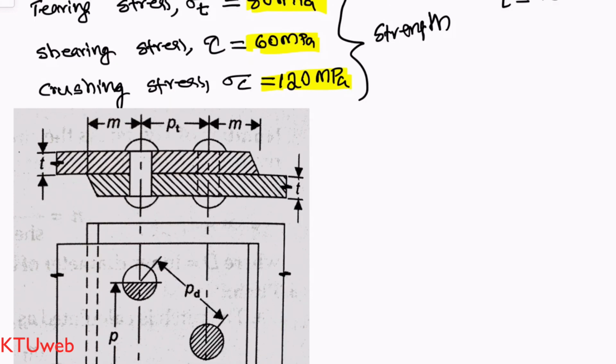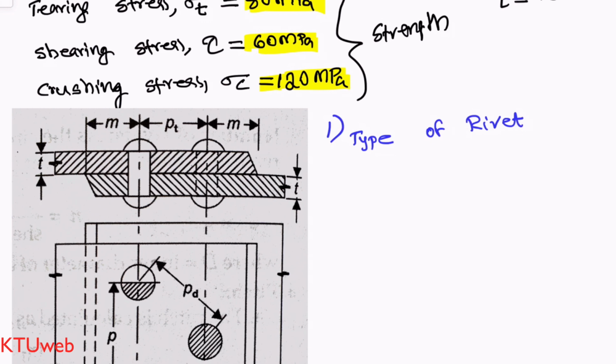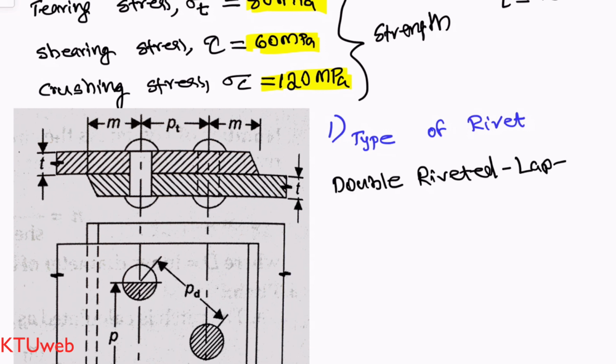Okay, let us start with step 1. In step 1, we have to find the type of rivets. The type of rivet is already given in the question. I recommend you have a rough sketch at least to identify the type of rivet and to extract certain information which is required to solve this question. Here we have a pretty good diagram for this particular type of rivet. The type of rivet is given as the double riveted lap with zigzag arrangement.